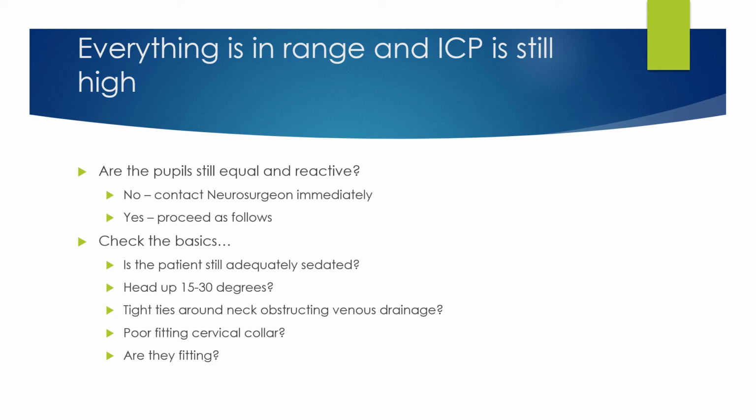Has that tube tie been tied too tightly around the neck, potentially obstructing venous drainage? Is that cervical collar you've got in place because of the cervical spine injury poorly fitting and again obstructing venous drainage? Are they having a seizure? It can be very difficult to spot fits in patients with traumatic brain injury. When they're under sedation, you may not see them shaking, so you've got to have a high index of suspicion for them.